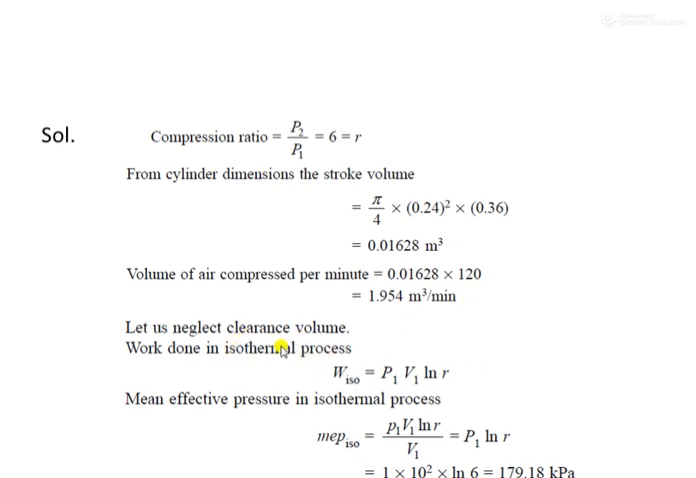Now neglecting the clearance volume, work done in isothermal process is given by P1 V1 log natural r. We have discussed this expression in the previous lecture. Now the mean effective pressure in isothermal process would be, as we had discussed, work done by stroke volume. So the volume will cancel out and we get P1 log natural r, and putting those values we get this value equal to 179.18 kilopascal, right?